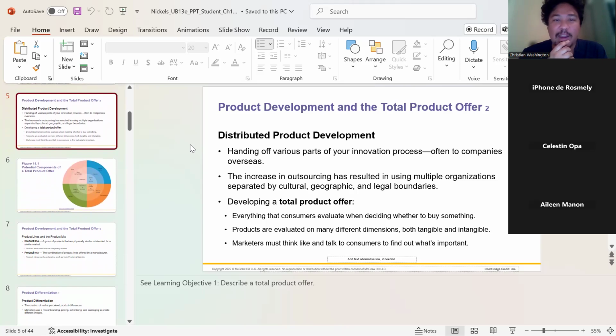So, distributed product development, handing off various parts of your innovative process often to companies overseas. Product development is the process of developing product. This one's referring to outsourcing across multiple organizations and cultural and geographic boundaries. Developing a total product offer is everything that consumers evaluate when deciding whether to buy something, and so on and so forth. Look, it's hard to make an educated decision.